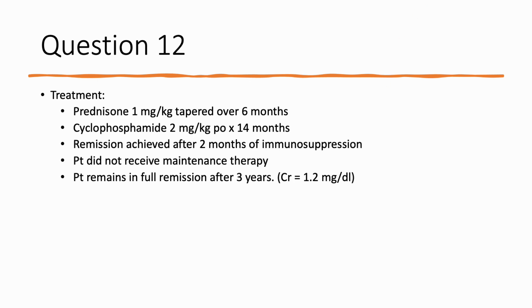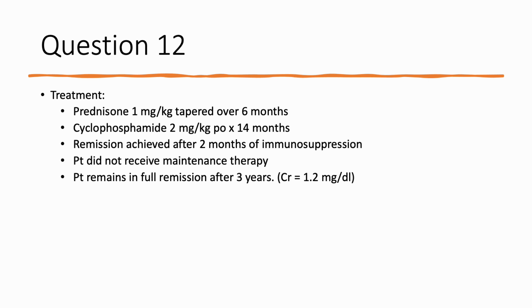So I treated this patient with prednisone, 1 milligram per kilogram, tapered over 6 months. First, we gave methylprednisolone succinate, or Solu-Medrol, 500 milligrams IV daily for 3 days, and then the prednisone 1 milligram per kilogram tapered over 6 months. Cyclophosphamide, I went with oral. You can also do IV. 2 milligram per kilogram orally for 14 months. Remission was achieved after 2 months of immunosuppression, and since it was achieved after 2 months, we treat for a year after remission. The patient did not receive maintenance therapy.